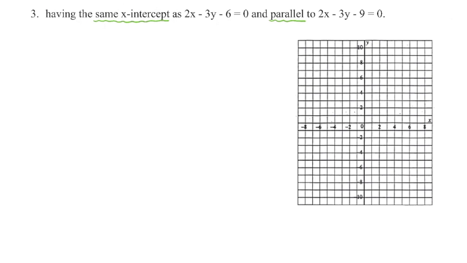And in our last one, the equation of the line that we have to produce has the same x-intercept as this line and is parallel to this line. So we know we need to get the slope from here. They're going to be equal if the lines are parallel. And we also need to get the point from here. We know an x-intercept occurs when y is 0. So if we put a 0 in here, can we solve for x to get that point?